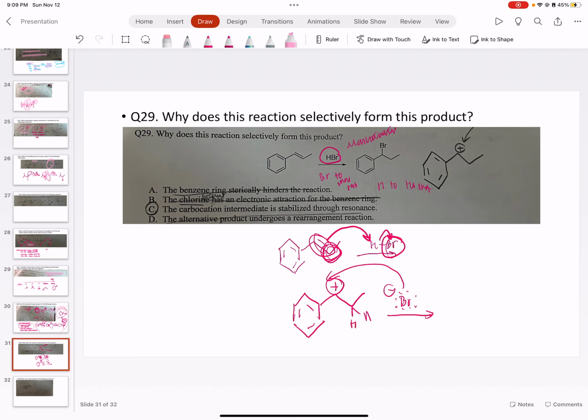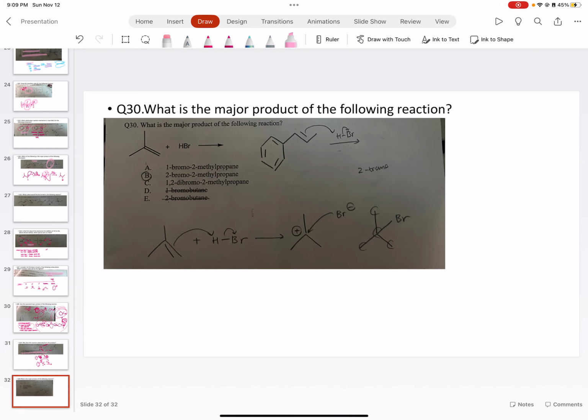So technically our answer will be C, because it was mainly about resonance and why that hydrogen was placed on one side of that alkene versus the other side. Then question 30: what is the major product of the following reaction?